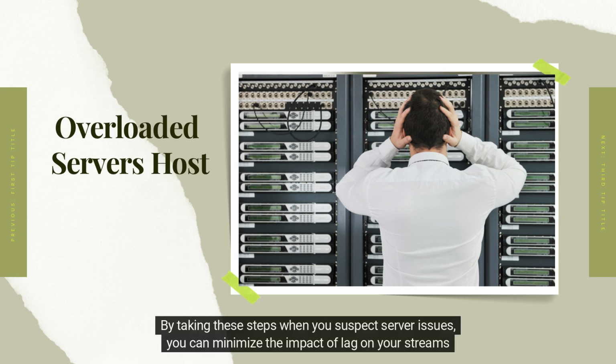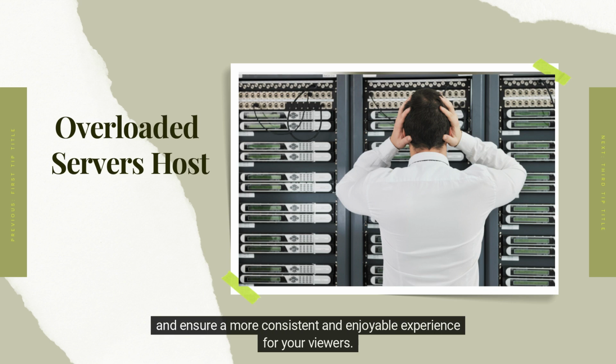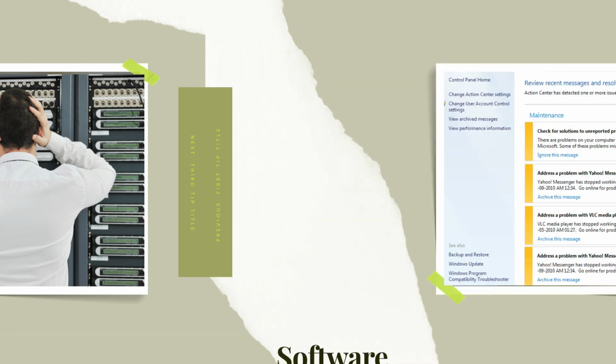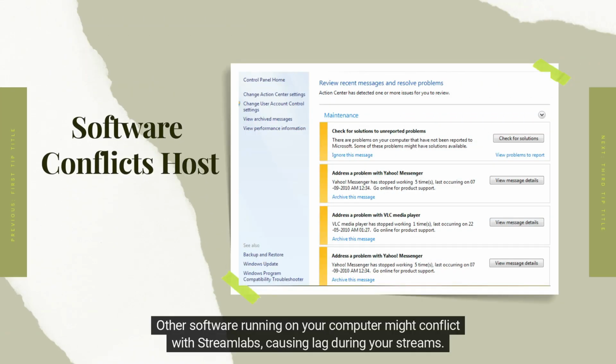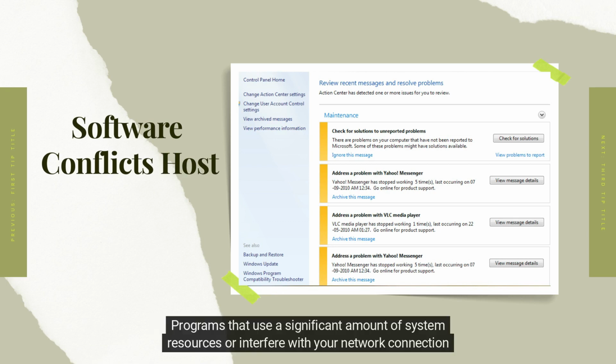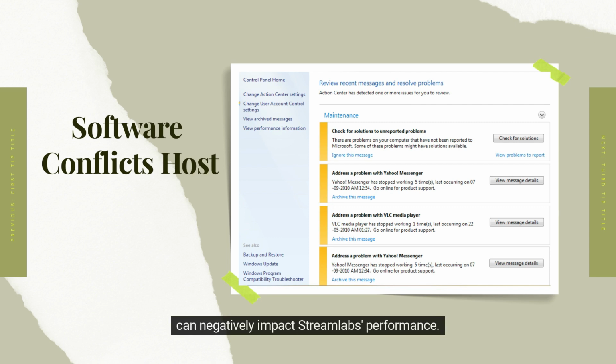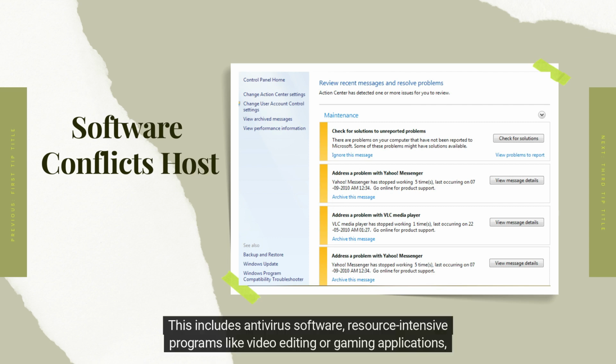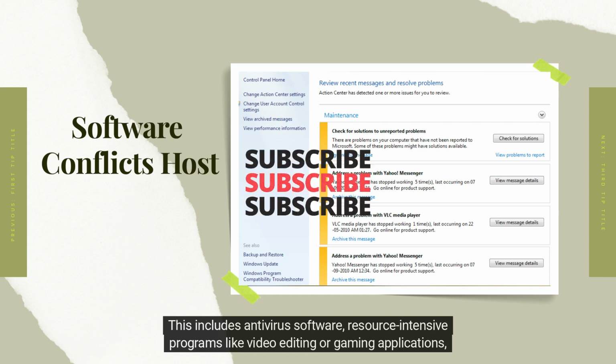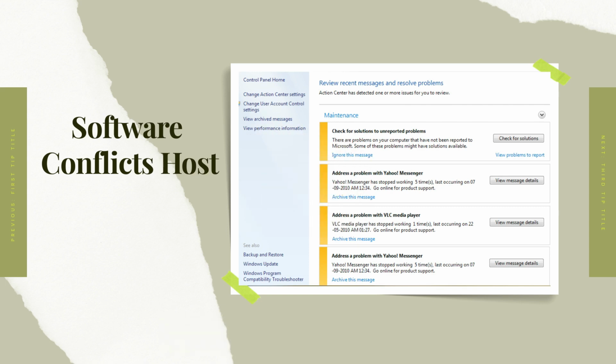By taking these steps when you suspect server issues, you can minimize the impact of lag on your streams and ensure a more consistent and enjoyable experience for your viewers. Other software running on your computer might conflict with Streamlabs, causing lag during your streams. Programs that use a significant amount of system resources or interfere with your network connection can negatively impact Streamlabs' performance. This includes antivirus software, resource-intensive programs like video editing or gaming applications, or other streaming tools.